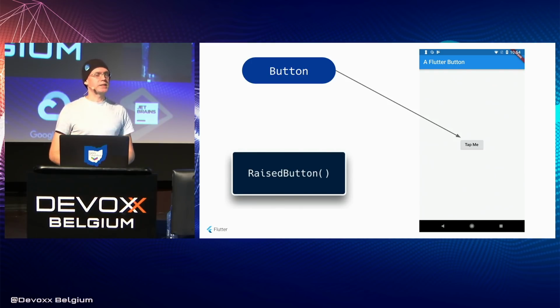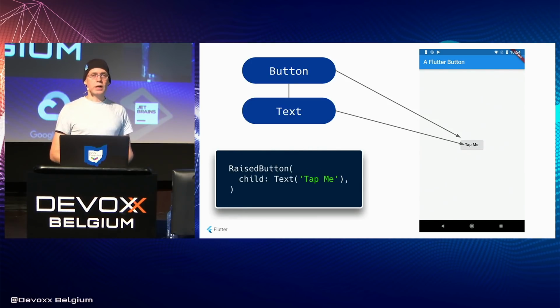But this button has text. So what am I going to do? Well, we have a text widget. So our raised button can take a child, which can be any widget, and we'll give it text. But that could also be an icon. Or it could be some sort of custom rendered drawn thing. Or it could be something animated inside the button itself. So again, everything is a widget. We just happen to put text here.